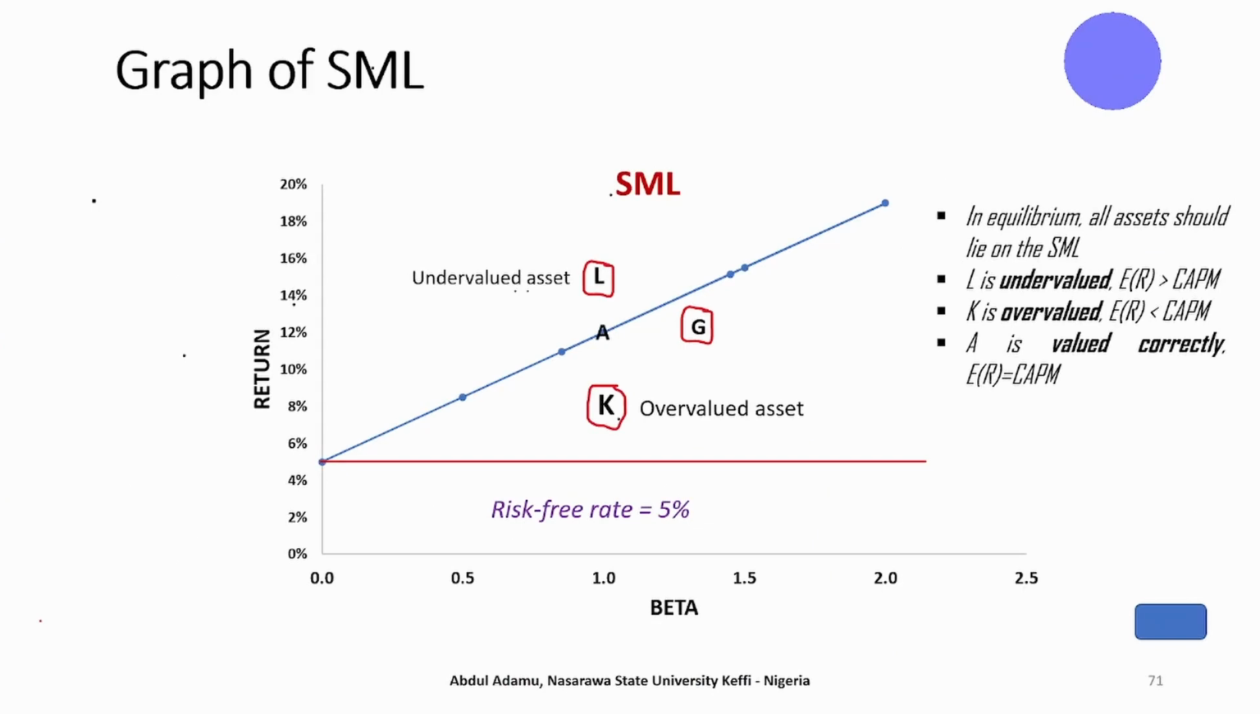Now here we are on our PowerPoint. If you look, this is our security market line. This line I drew is to show us that between here and here is our risk-free rate, which is 5%. You can see here is 5%. Now, in the security market line, all the stocks are lying on this line. So in equilibrium, all the assets must lie on this line. An asset can lie above or below it. It will show whether that asset is undervalued or overvalued, which we are going to explain later.